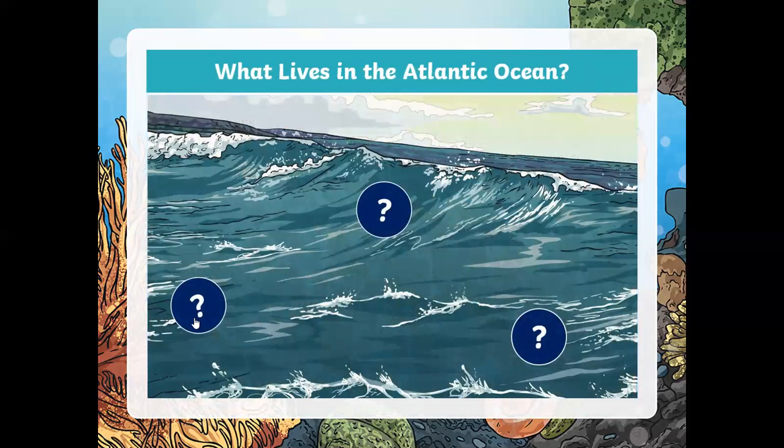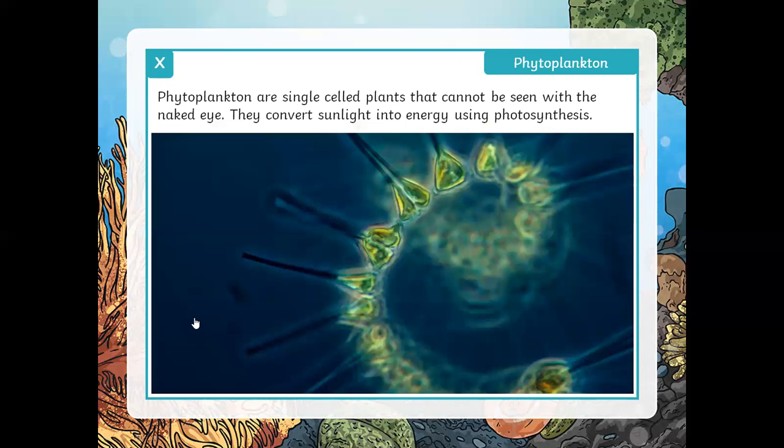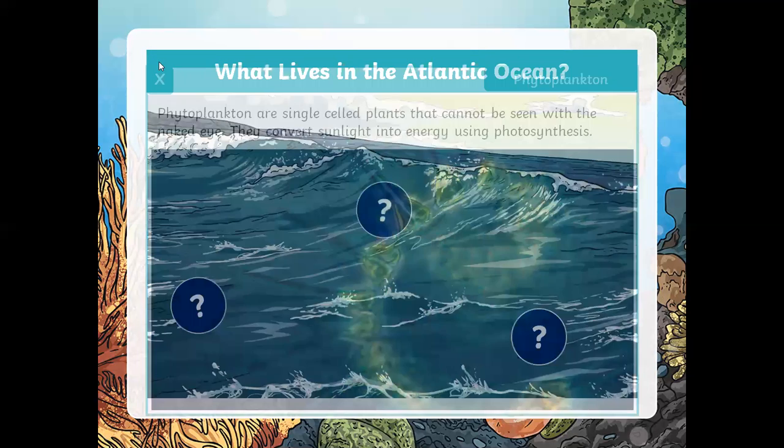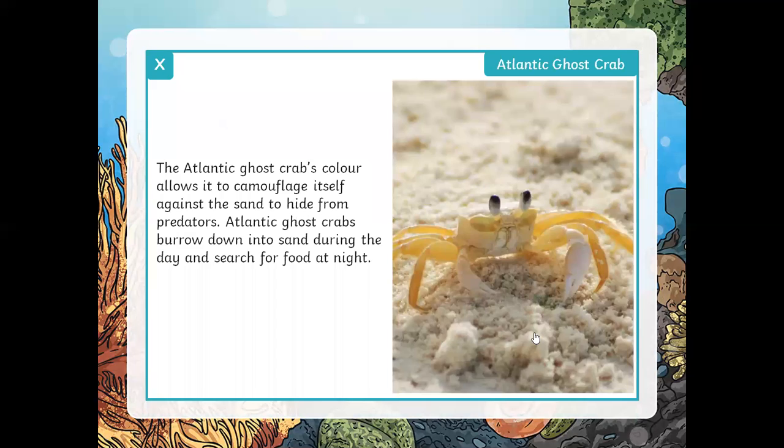Let's see what else we can find in the Atlantic Ocean. Plankton. Remember we just talked about it, that manta rays eat the plankton, which are called phytoplankton. They are single-celled plants that cannot be seen with the naked eye. So we need a microscope to see this picture in front of our screen. You will not be able to look at it with your eyes. What they do is convert sunlight into energy using photosynthesis. These are also found in the Atlantic Ocean.